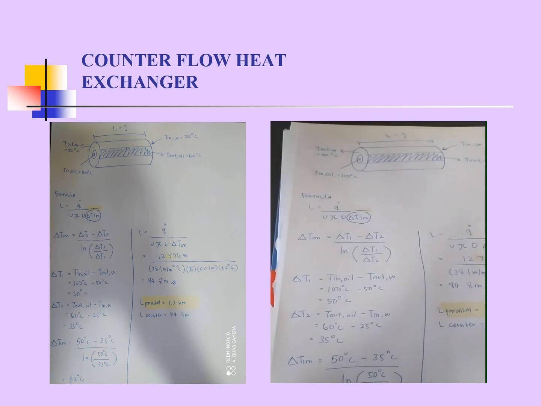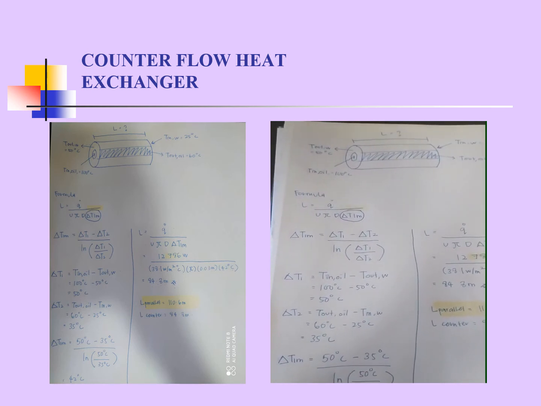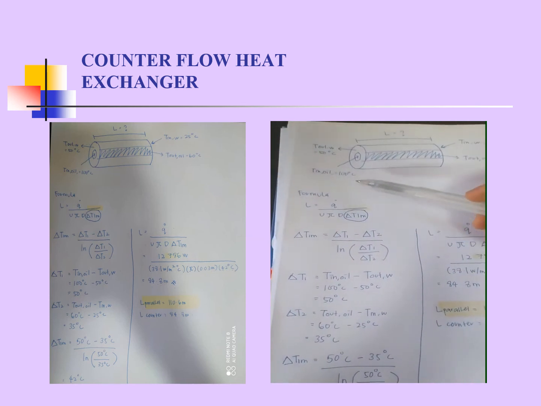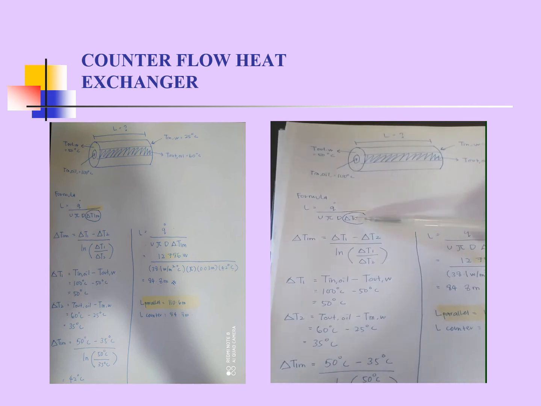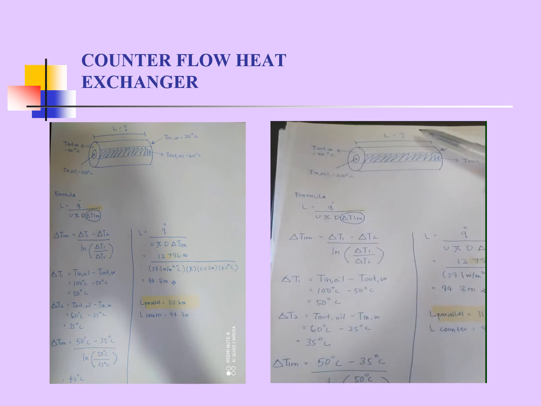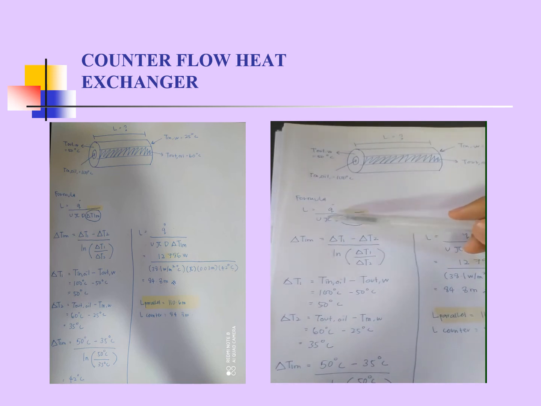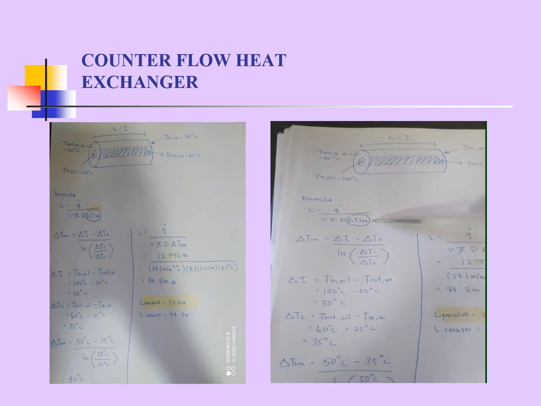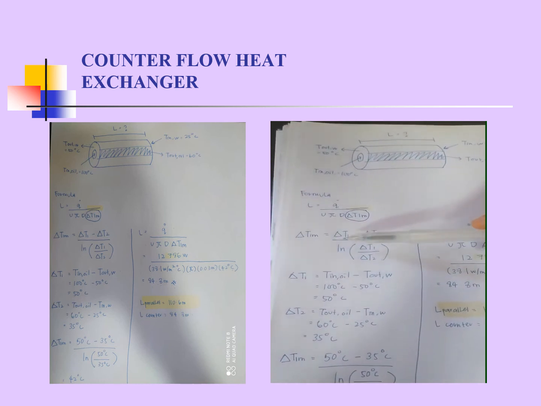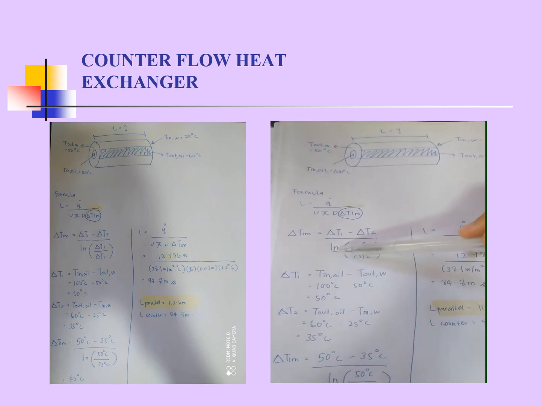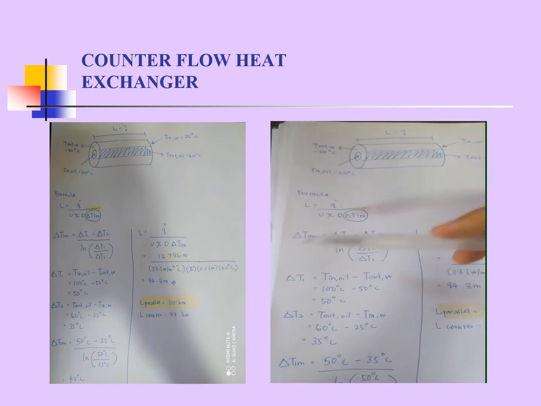Okay, I have solved the question for counter flow. We use the same question, but the difference is at the delta T log mean. So we use the formula L equals Q dot divided by U times pi times diameter times delta T log mean. The formula for delta T log mean is delta T1 minus delta T2 divided by natural log of delta T1 divided by delta T2.